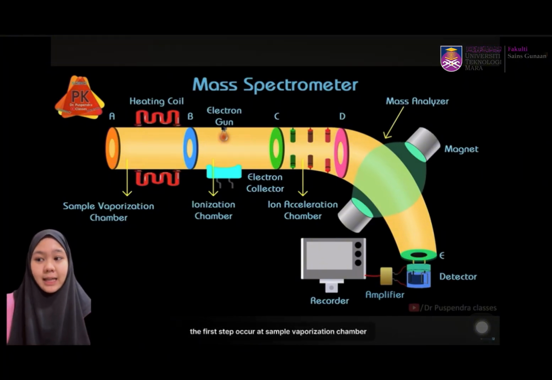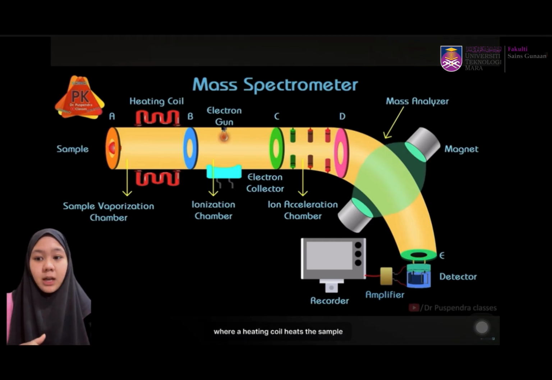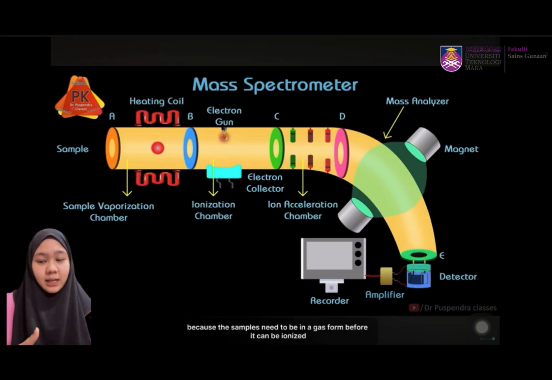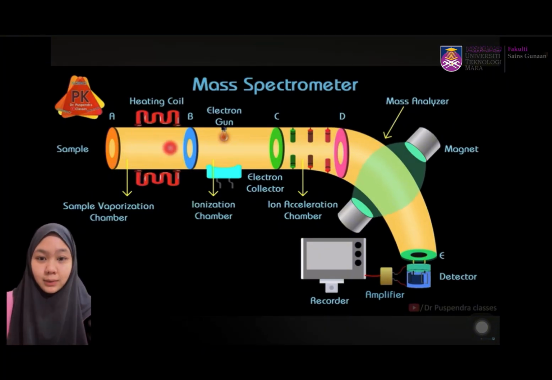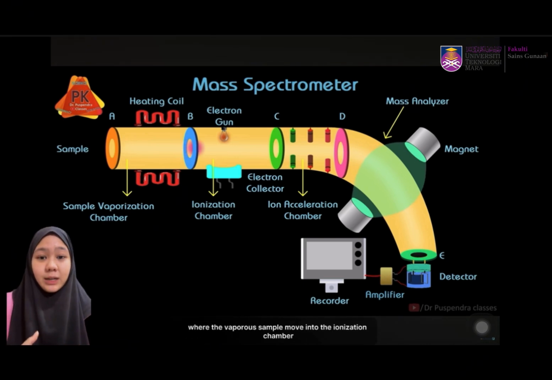The first step occurs at the sample vaporization chamber. The sample first enters the vaporization chamber, where a heating coil heats the sample and converts it from liquid into a gas. This is necessary because the sample needs to be in a gas form before it can be ionized. The next step occurs at the ionization chamber, where the vaporized sample moves into the ionization chamber.